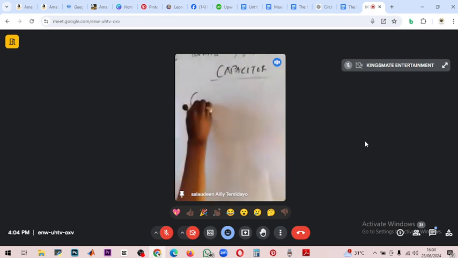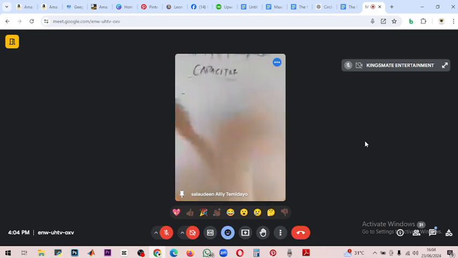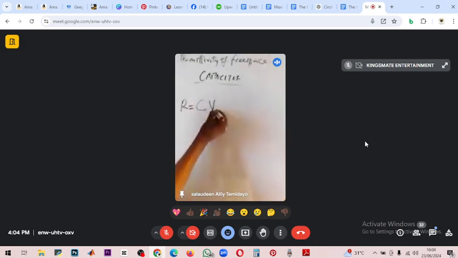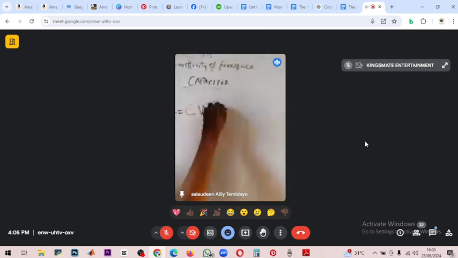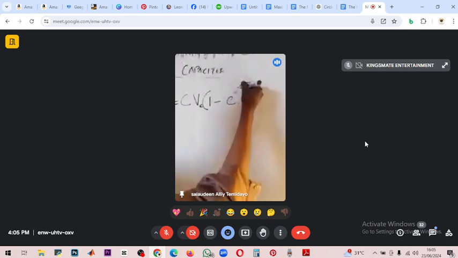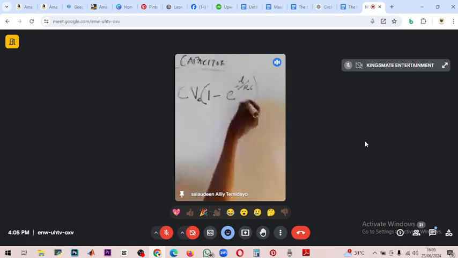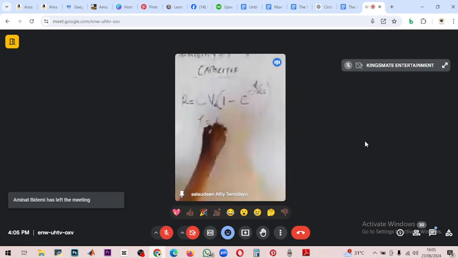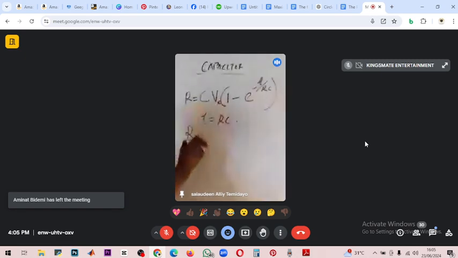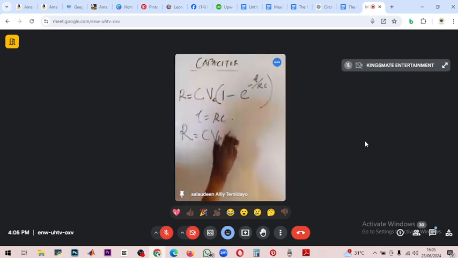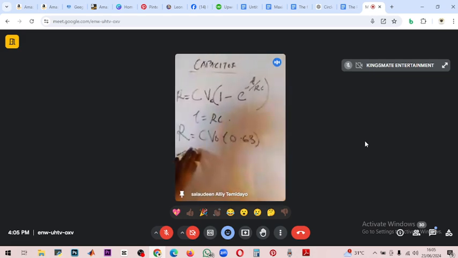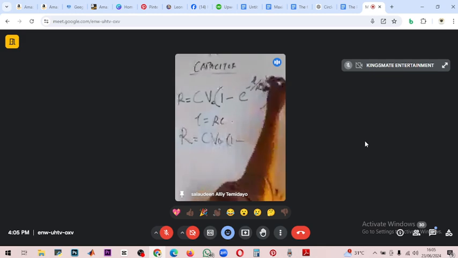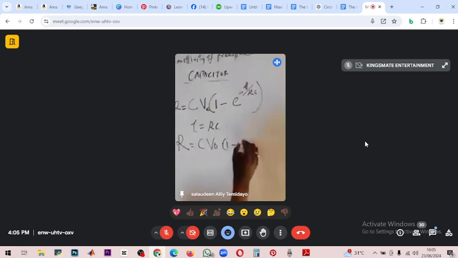So let me just give the formula. The formula is given as Q equals CV naught times, open bracket, 1 minus e raised to power minus t all over RC. So this t is known as the time constant. When the time constant is equal to RC, then we're going to have Q equal to CV naught times 0.63. So that's 1 minus e raised to power minus 1, and Euler number raised to power minus 1 is always 0.37.